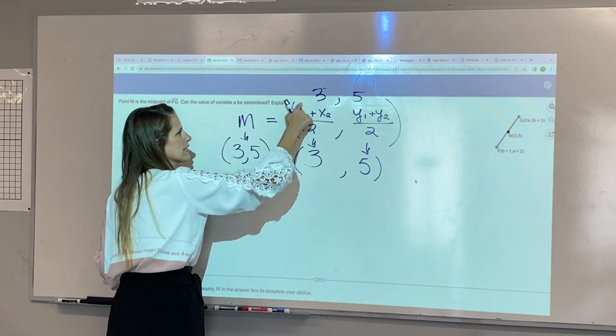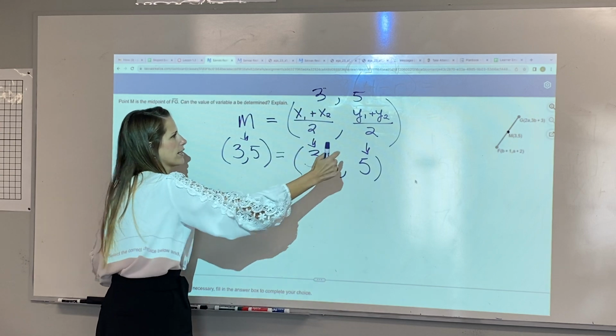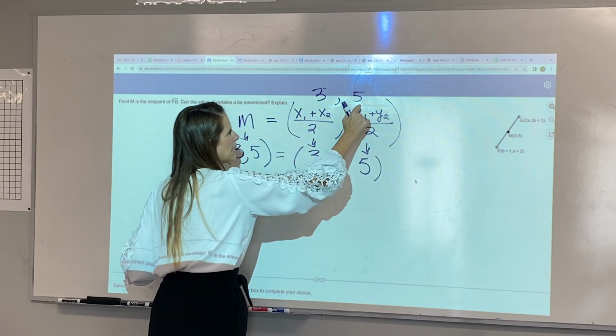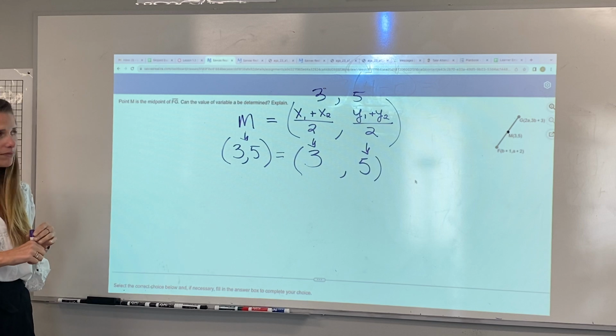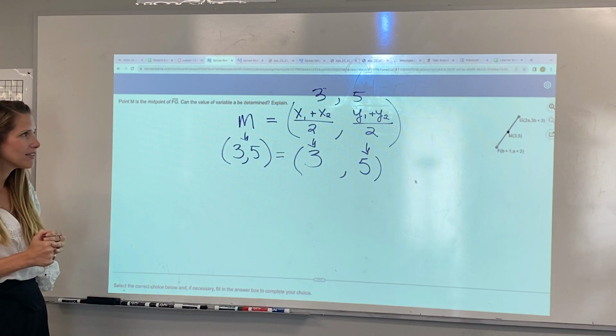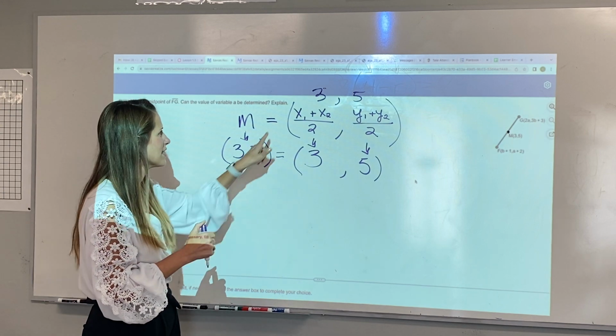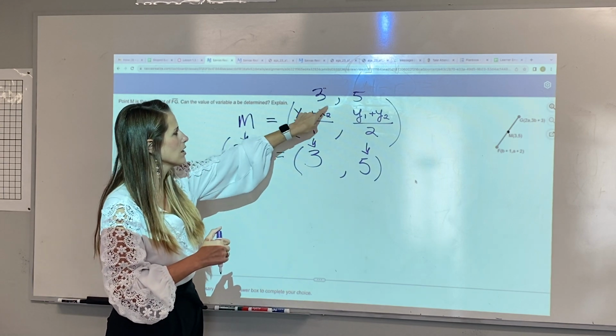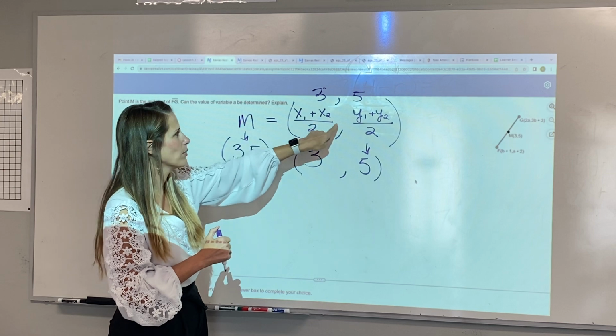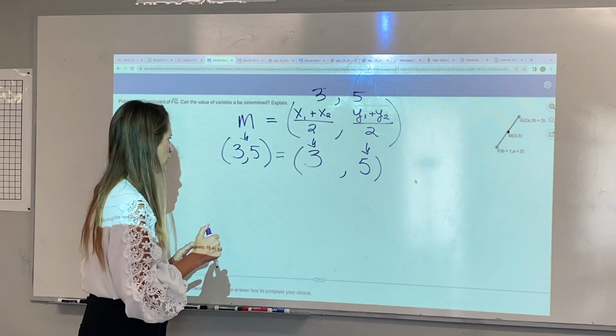So whatever this is, it has to equal 3. Whatever this is, it has to equal 5. So then we can set this equal to 3, and we can set this equal to 5.